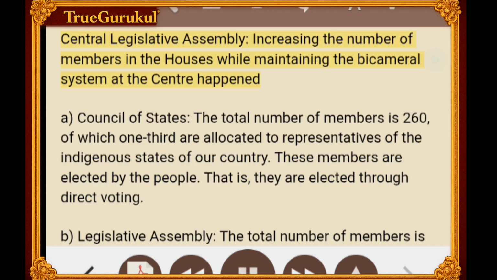Central Legislative Assembly, increasing the number of members in the houses while maintaining the bicameral system at the centre happened. A. Council of States, the total number of members is 260, of which one-third are allocated to representatives of the indigenous states of our country. These members are elected by the people. That is, they are elected through direct voting.